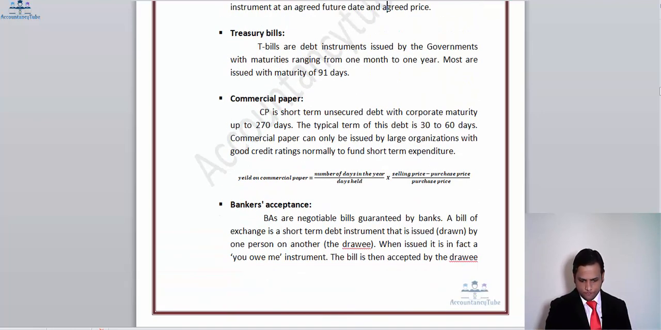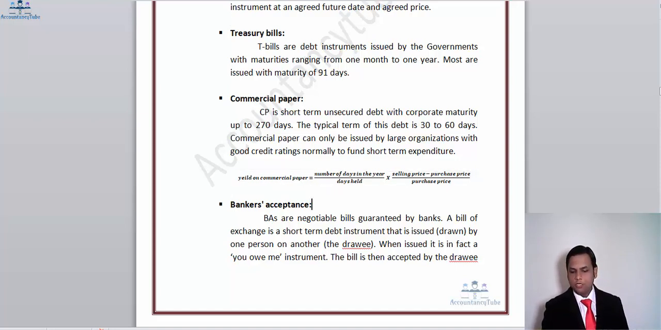Then we've got Treasury Bills, a debt instrument issued by governments only, with maturities ranging from 1 month to 1 year. Most are issued with a maturity of 91 days. It's as simple as that. Their interest is set by the central banks. That's the risk-free security which we talked about.